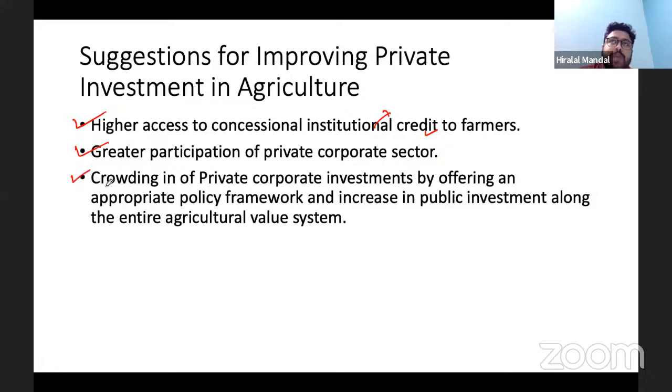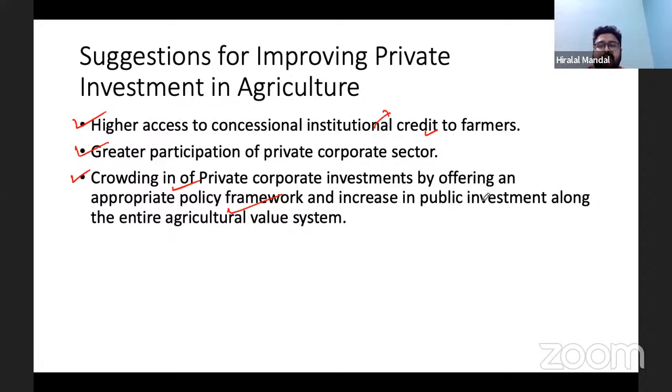We will also expect that with the food processing sector, we can see some channelization of resources in agriculture sector. But so far, in absence of reform, the growth is limited in agriculture sector. At the same time, the crowding in of private corporate investment by appropriate policy framework. That is what I suggest.